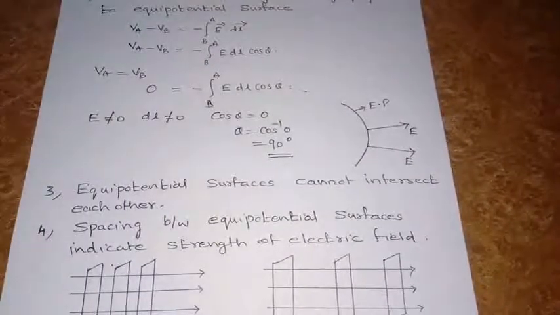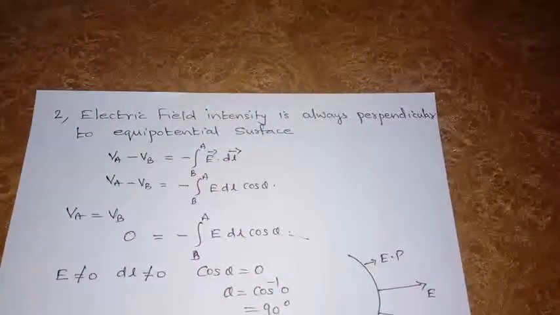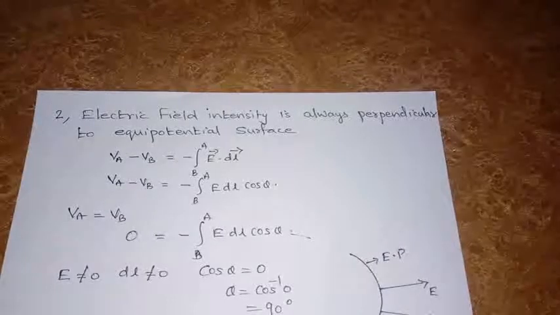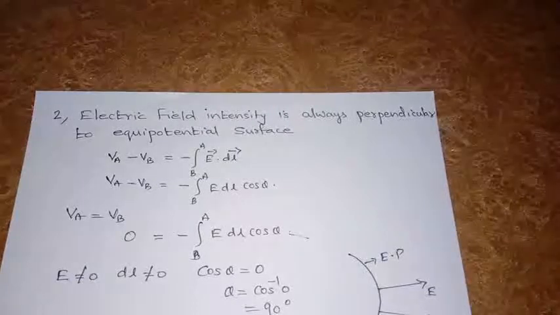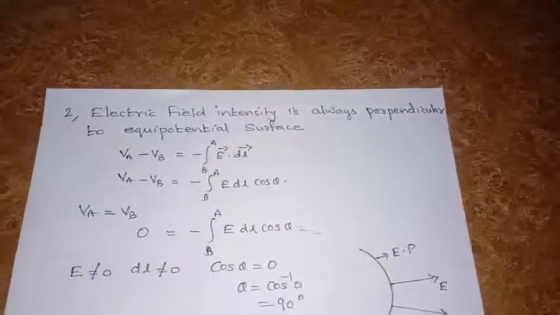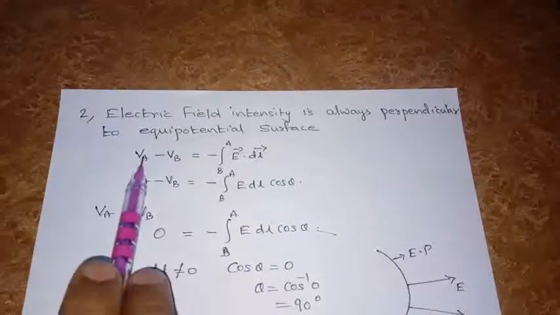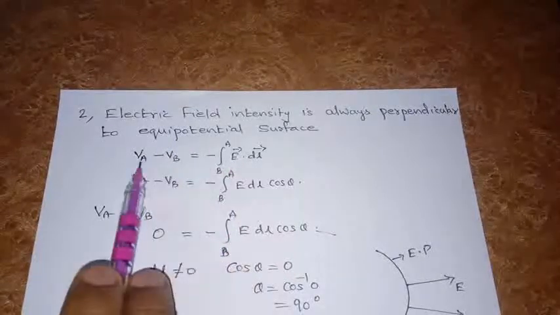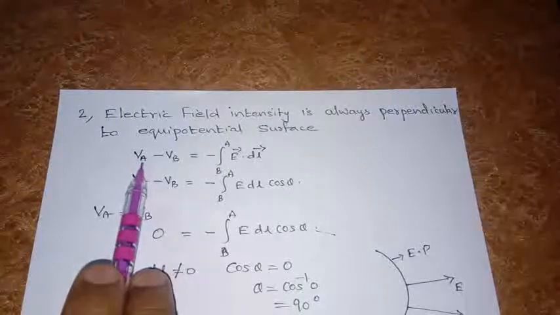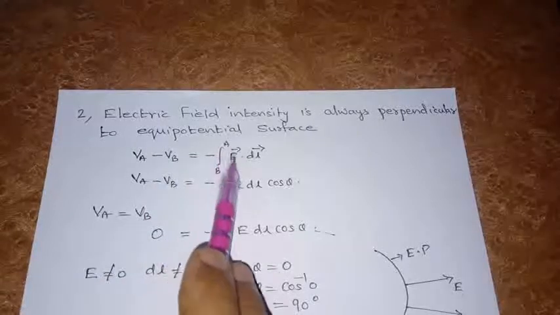Now the second property, that we already discussed: electric field intensity is always perpendicular to an equipotential surface. Electric field lines pass perpendicular to the equipotential surface. That we are going to prove. So once again we are taking the equation for electric potential in terms of electric field. We studied in the first chapter, first topic itself, VA minus VB is equal to minus integral from B to A of E dot dl.